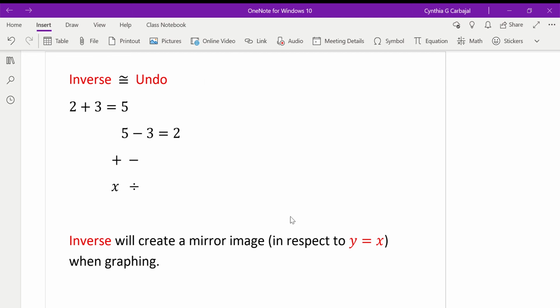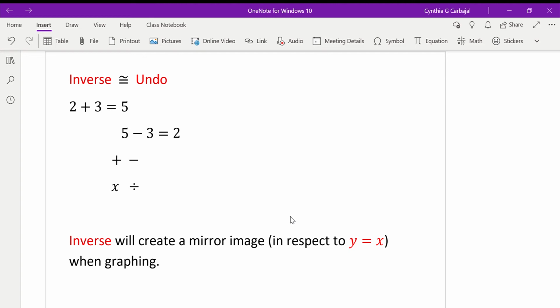Alright guys, these are the notes for inverse functions. So today we're going to be finding the inverse of a given function. I want you to think of inverse as the same thing that it means to undo.